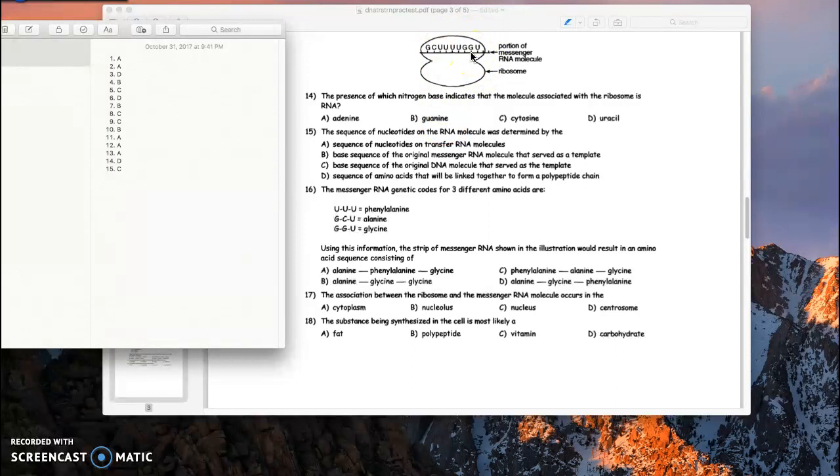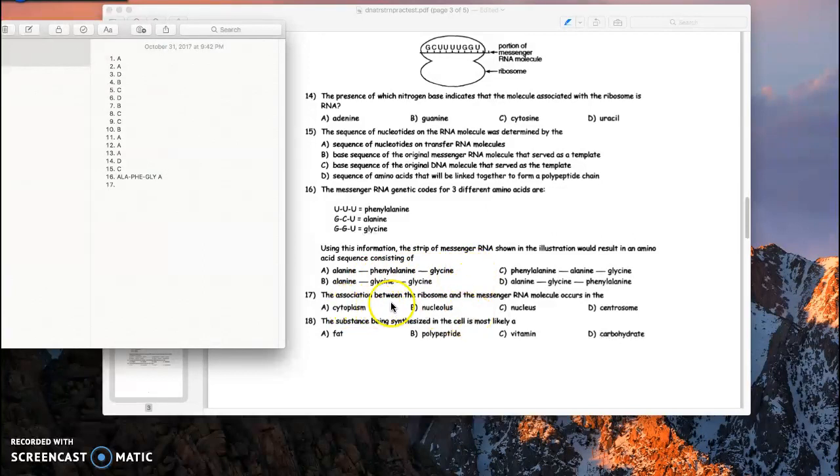So here we have to break things up into codons. A codon is a segment of three RNA nucleotides. So we can see our first one is GCU. GCU codes for alanine, or ALA. Then we have UUU, which codes for phenylalanine. And then GGU is glycine, or GLY. So we can come down here and look. We're looking for alanine, phenylalanine, glycine. So the answer is A.